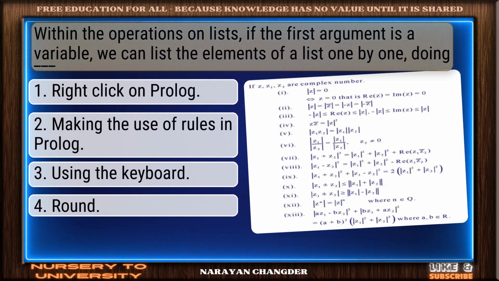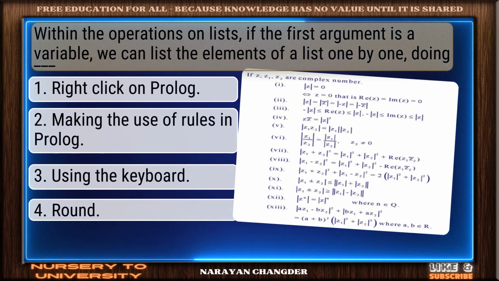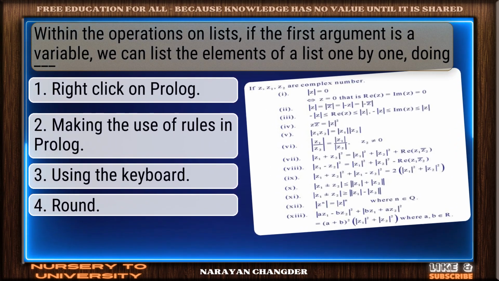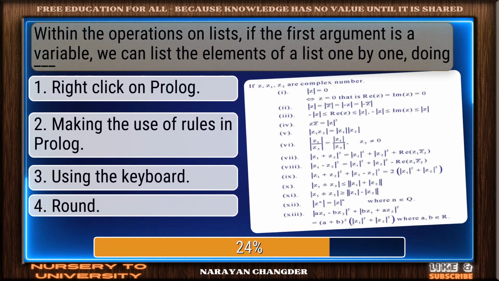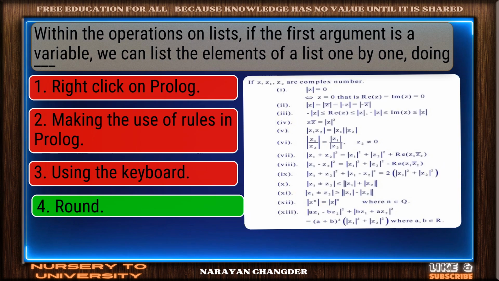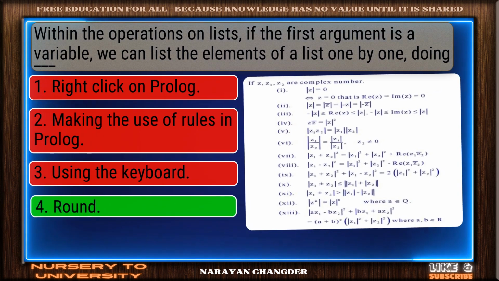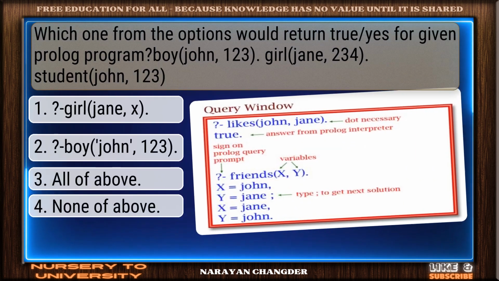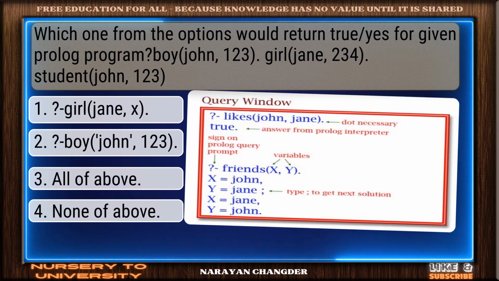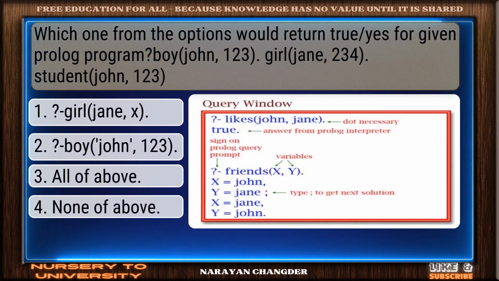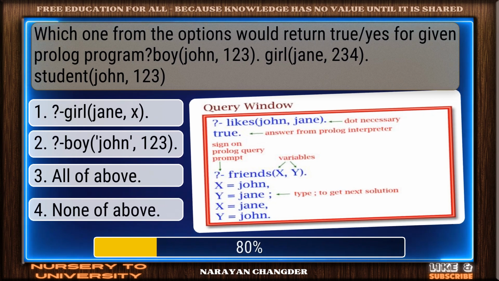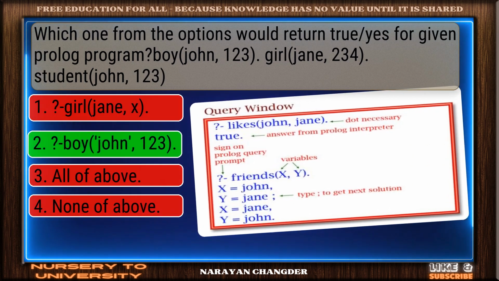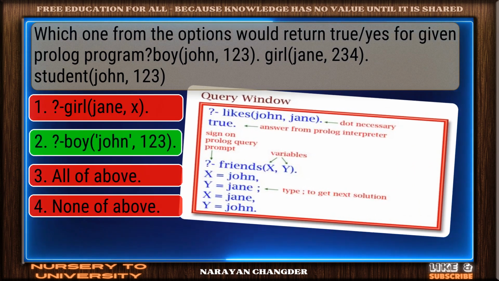Question number 1. Within the operations on lists, if the first argument is a variable, we can list the elements of a list one by one, doing dash. Excellent choice. Round is the right answer. Question number 2. Which one from the options would return true yes for given Prolog program? Boy, girl, student? Excellent. Boy is a brilliant choice.